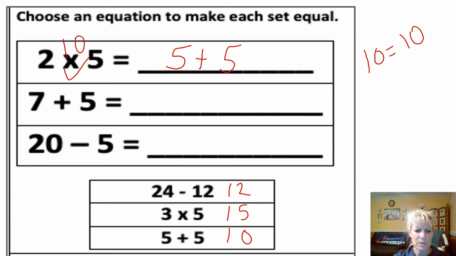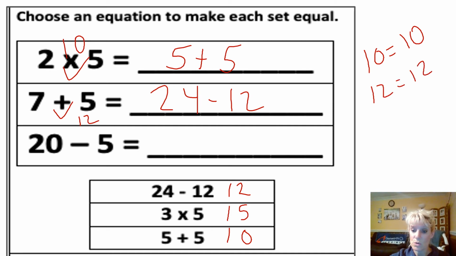All right, 7 plus 5 I know is 12. So I need to look down here. 24 take away 12 is 12. And I know that 12 equals 12. 20 take away 5 I know is 15. So I come down here and I see that 3 times 5 is 15. And I notice that I have now balanced 15 equals 15.